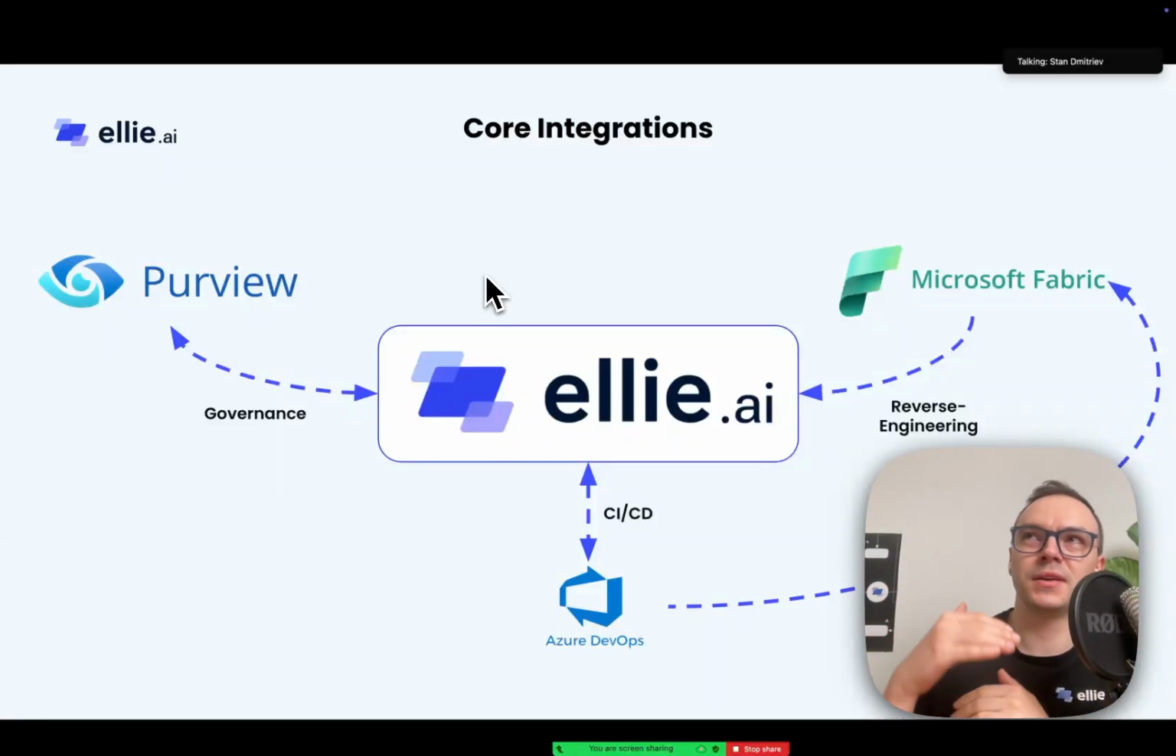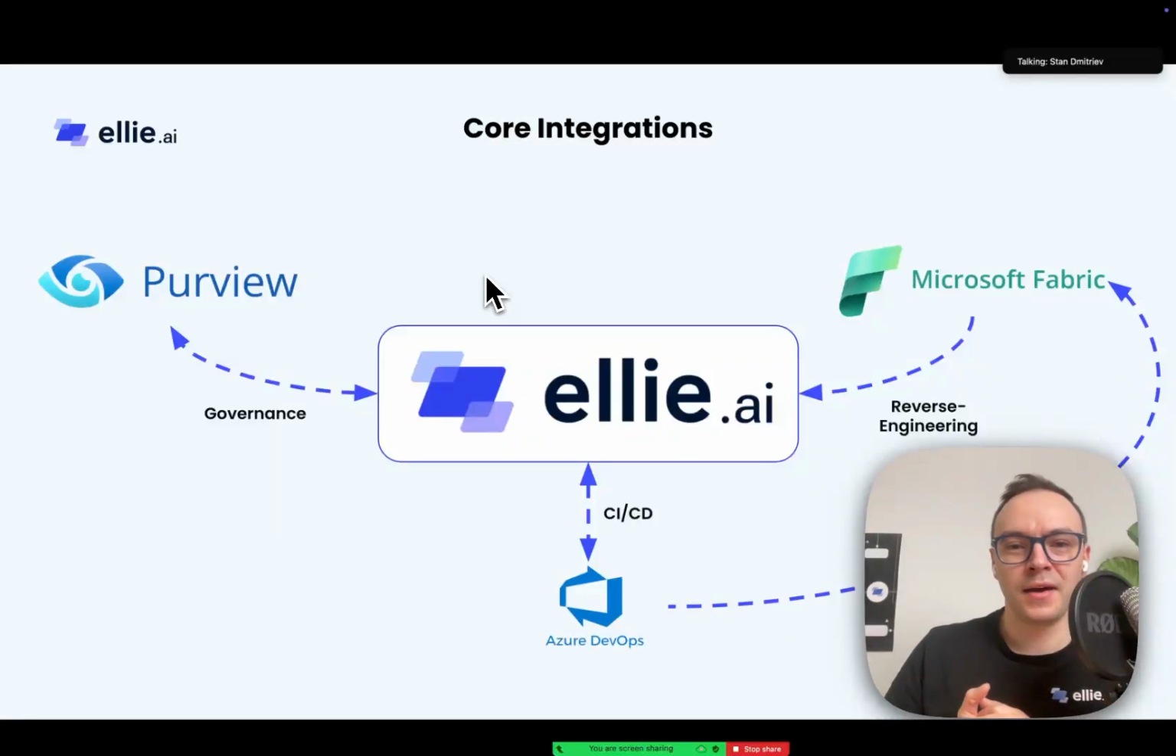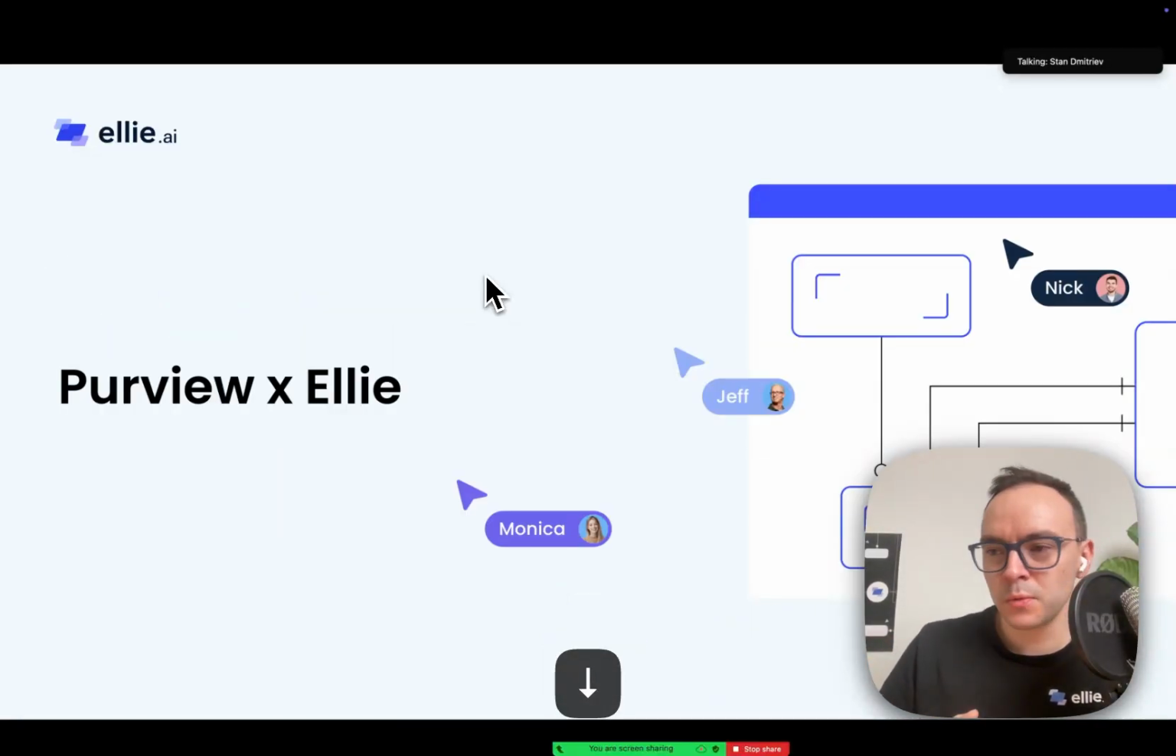And Ellie ends up being like this easy interface on top of your Microsoft stack, making it easy to identify new things for your data catalog, like entities, sending your visual designs from Ellie to CI/CD, to Azure DevOps, and also reverse engineering what you've built already or what you have in your Fabric environment into Ellie as physical models. Let's start with Purview.